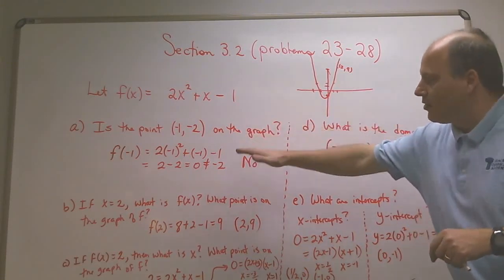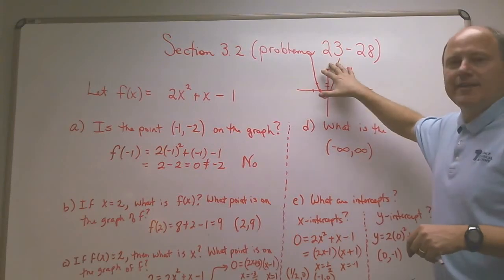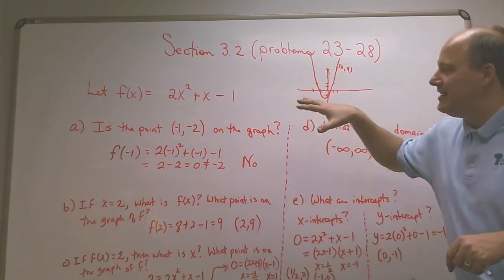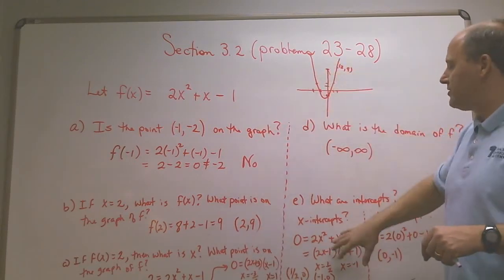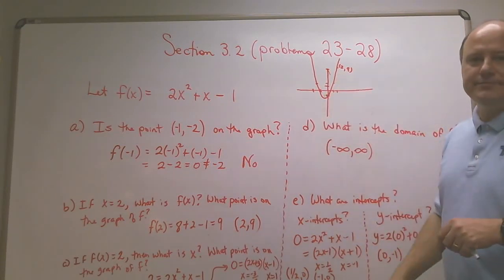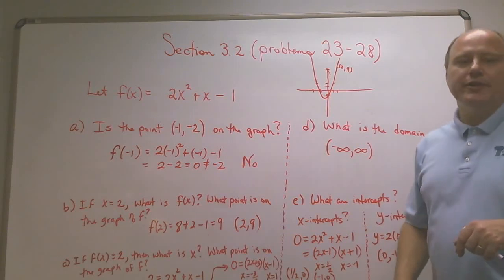But I just decided to get all this information that you have here and put it all together and just kind of show you what the graph actually looks like. So what you're doing here is just taking different aspects of the parabola. You found the x and y intercepts in part E, and then you found some other points on it. But anyway, that concludes this section 3.2, problems 23 to 28.